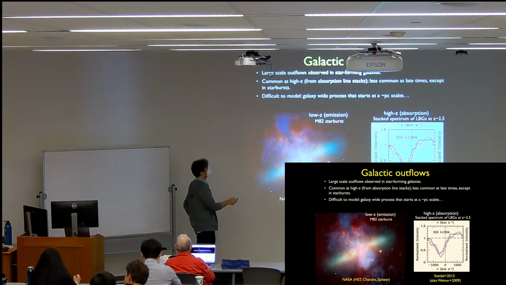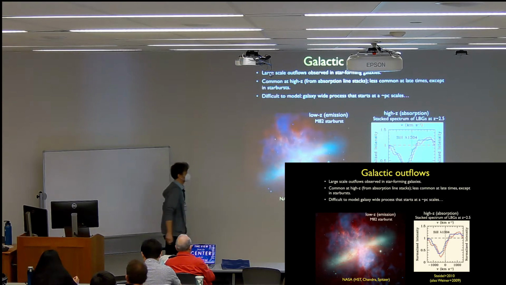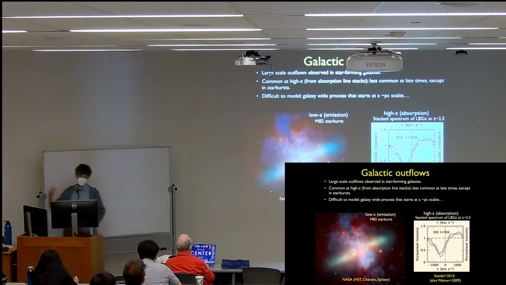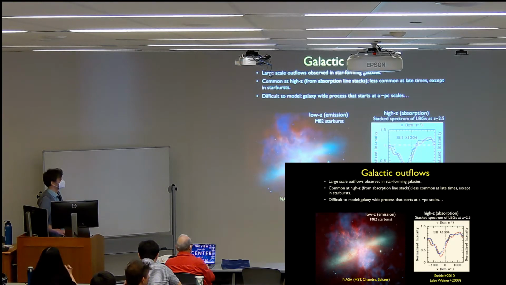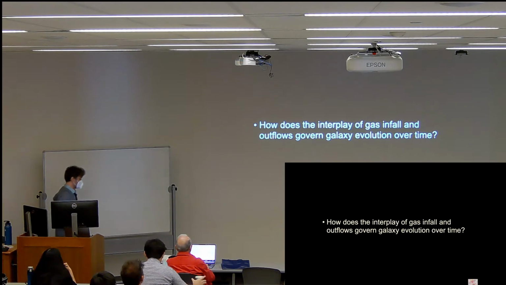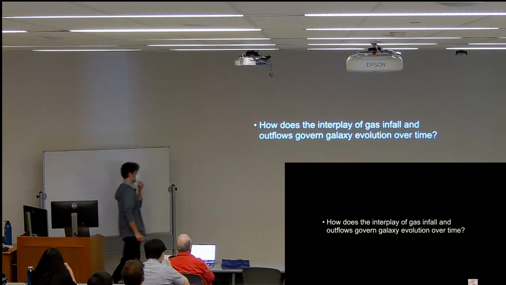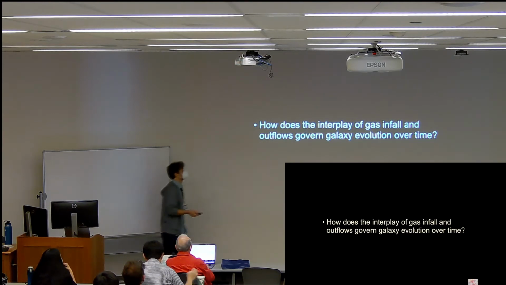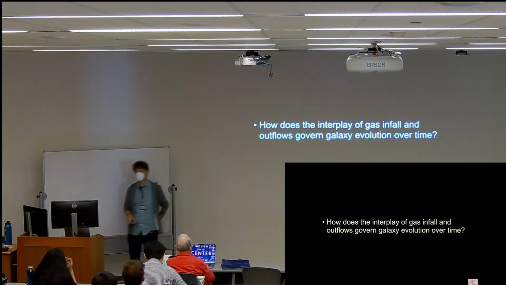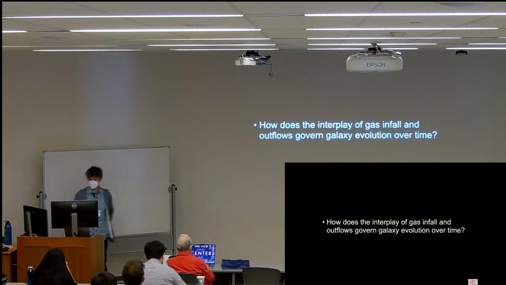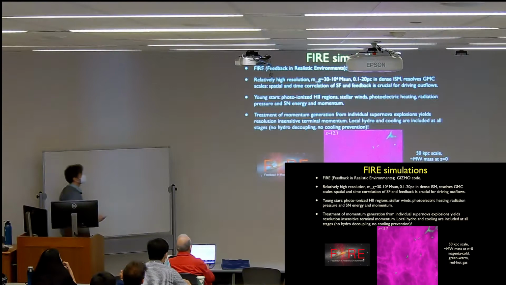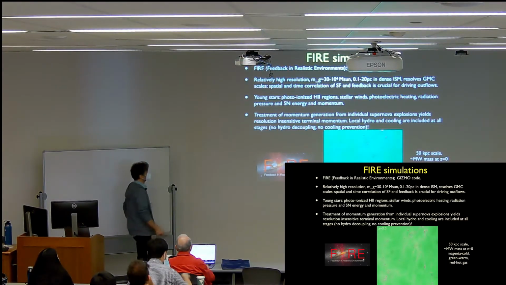So the overarching question of my research is how the interplay of gas inflows and outflows actually governs the evolution of galaxies over time. The way we address this question is by using FIRE simulations. You've seen many different talks, and you'll hear a couple more about FIRE. These are simulations that have a relatively high resolution. In tiny dwarfs, we can go to about 30 solar masses, and in massive Milky Ways, we are at thousands or even tens of thousands of solar masses.